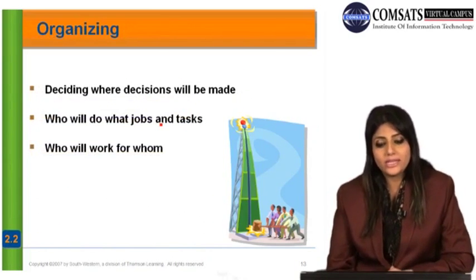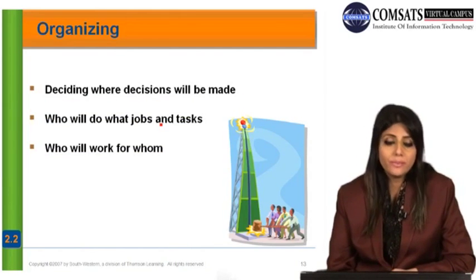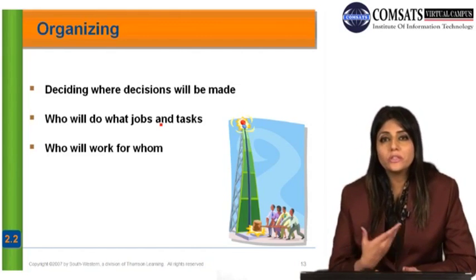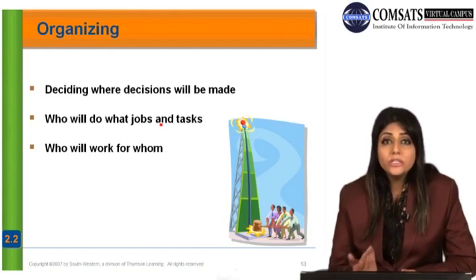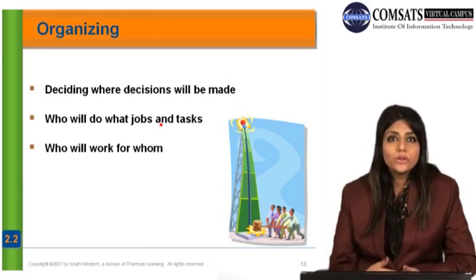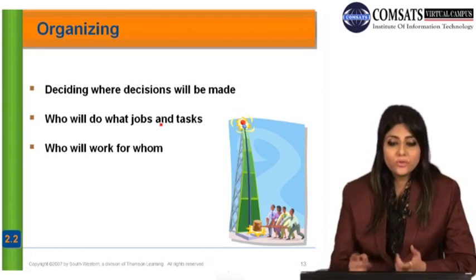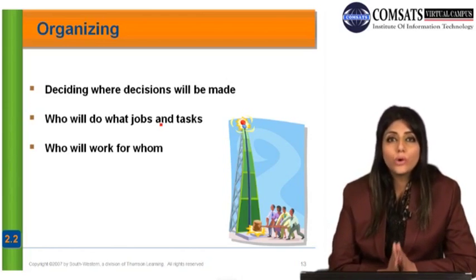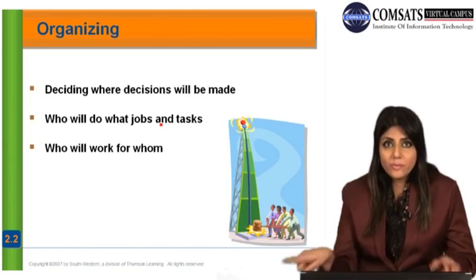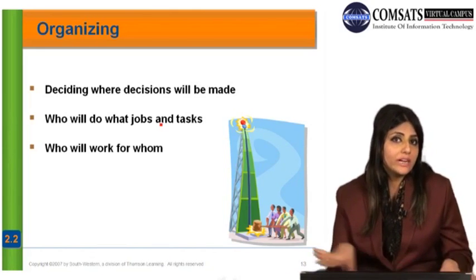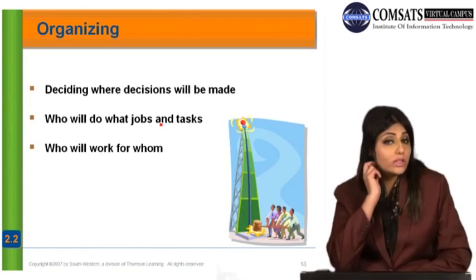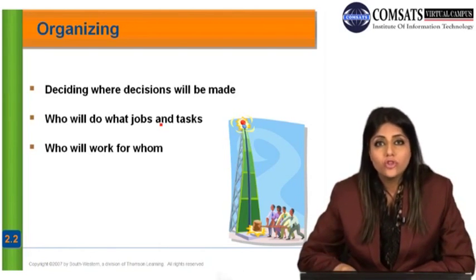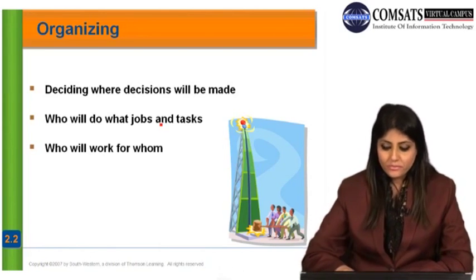Then we have the organizing. Organizing is deciding where decisions will be made, who will do what kinds of jobs, what will be the nature of the job, what will be the job description, and who will be doing that job, whether that person is fit for that job or not, and who is best fit for the job. So who will work for whom, that is, what will be the reporting relationships. So whether it would be a hierarchy, or a flatter structure, or in teams. So this is all the organizing of work and processes, organizing of jobs, organizing of job design.